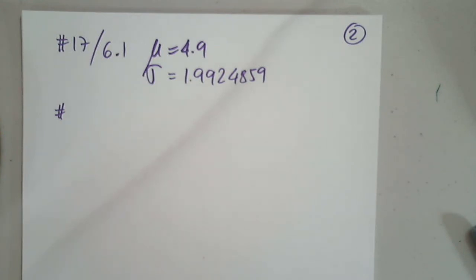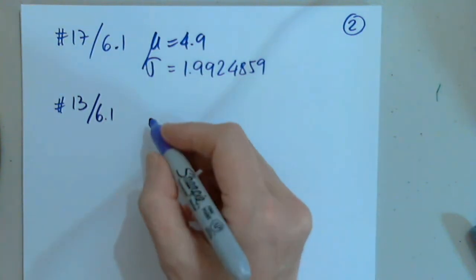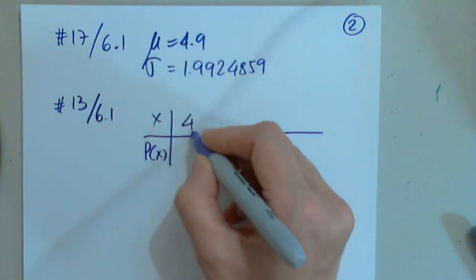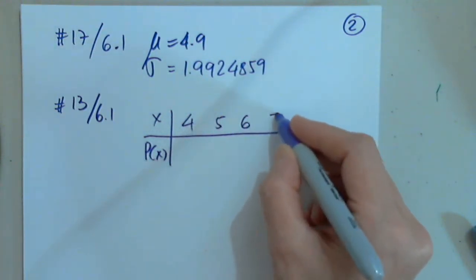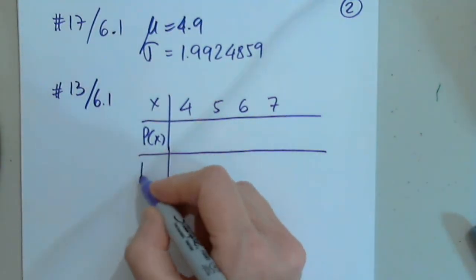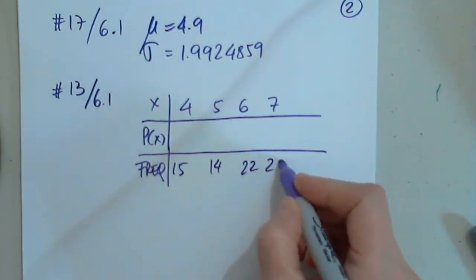Yes. The following data represent the number of games played in each series of an annual tournament from 1923 to 2003. Complete parts A through D below. Construct a discrete probability distribution for the random variable x. So let me copy the table. This is problem 13 in 6.1. So x and P(x), and we have 4, 5, 6, and 7. And the frequency is 15, 14, 22, and 29.